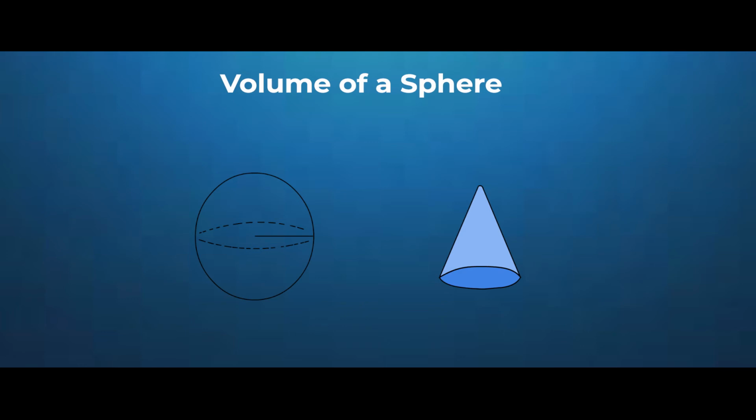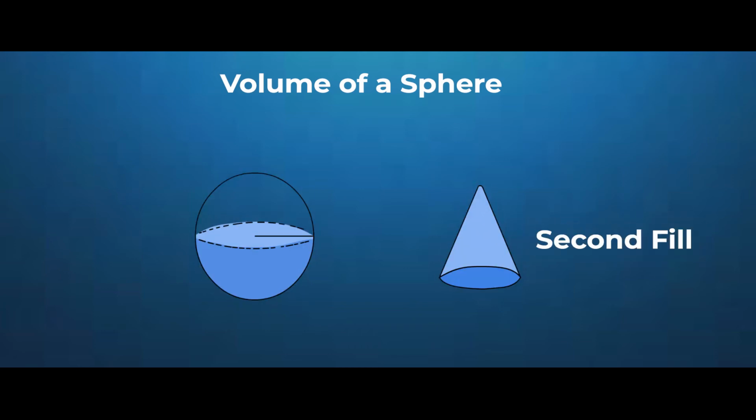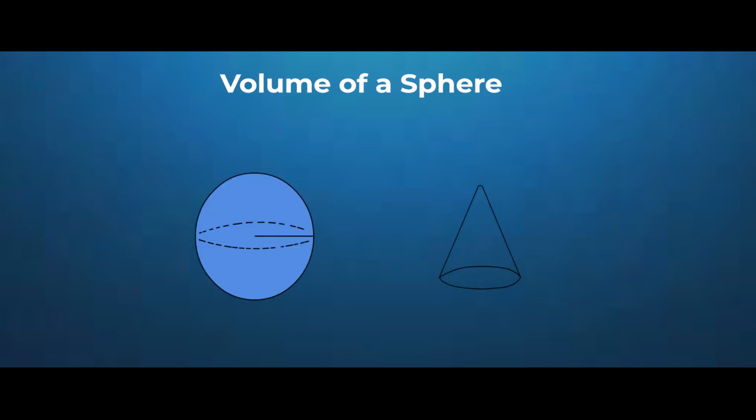So let's see what happens in the first fill. We see that the spherical container is not full. So let's fill it for the second time. Now we see that it is full. So what did we observe? We observed that it takes 2 conical containers of water to fill the spherical container.